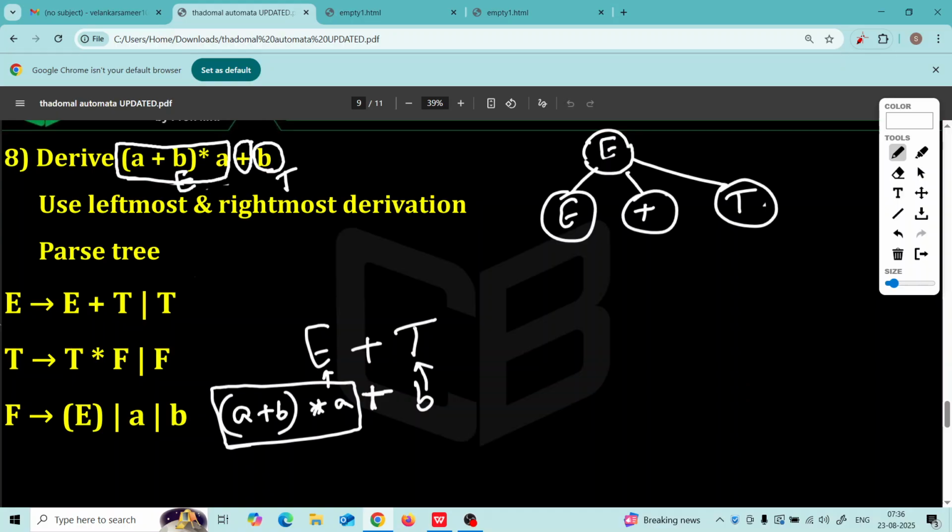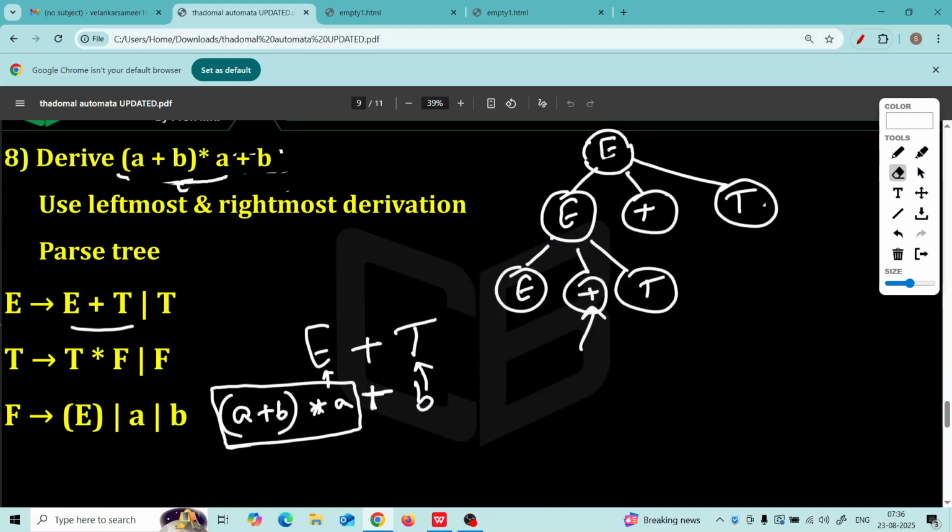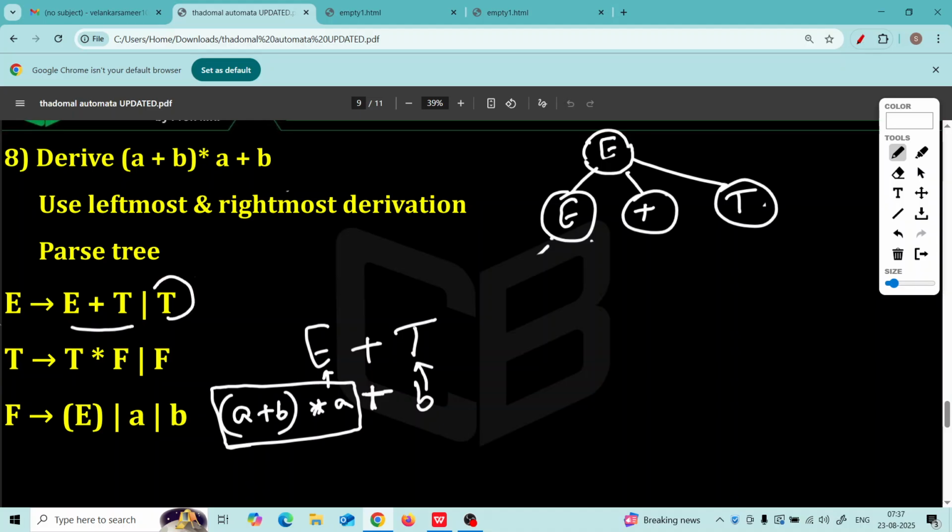Now, don't think of LMD, RMD again. Think of this E. What can E give? E can either give E plus T. Now, suppose I substitute this as E plus T like this. Oh my God, I will get a second plus. But in this entire expression, plus is only once. I don't want plus anymore now. So this is not a favorable production for us. I don't want another plus. So what can E give us? T. I will substitute this E with T. Okay. Done.